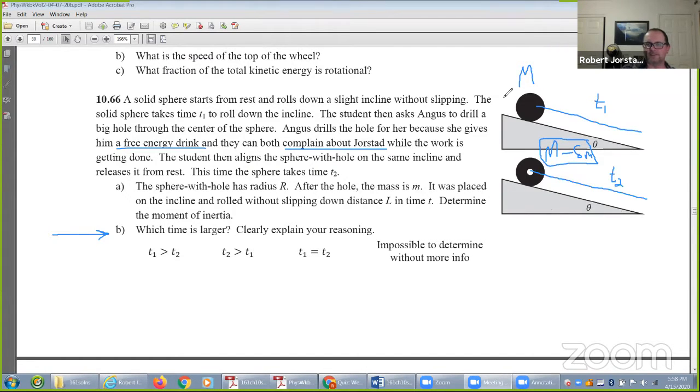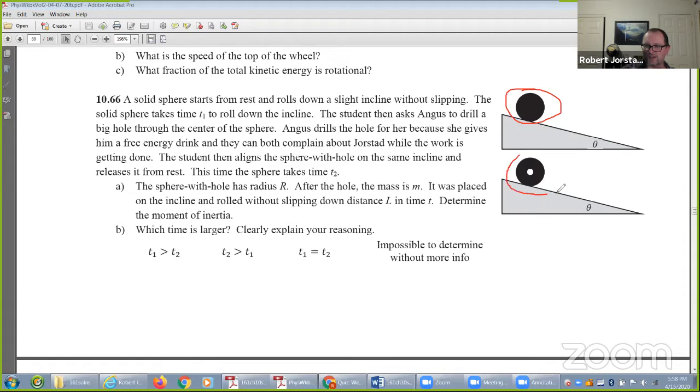I know this is going to sound a little strange, but when I look at this, I think this one is a figure skater with her arms in, and this is the same figure skater with her arms out. The mass is distributed farther from the axis. So if you think about the axis in each of these, in the solid sphere, the mass is closer to the axis. And remember that mass doesn't matter in this problem. That's a decoy. All right, let's clear it and move on to the next one.